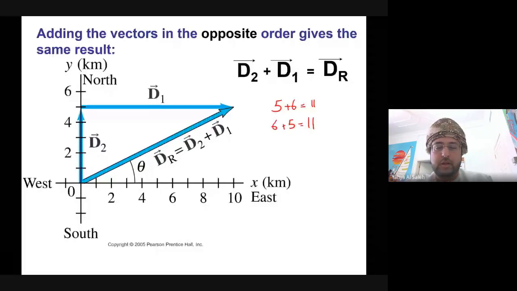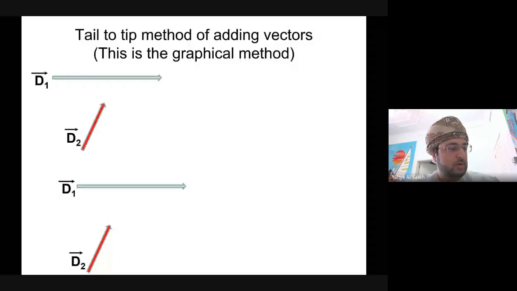Let's do the actual triangle method. Why is my phone not shutting up?